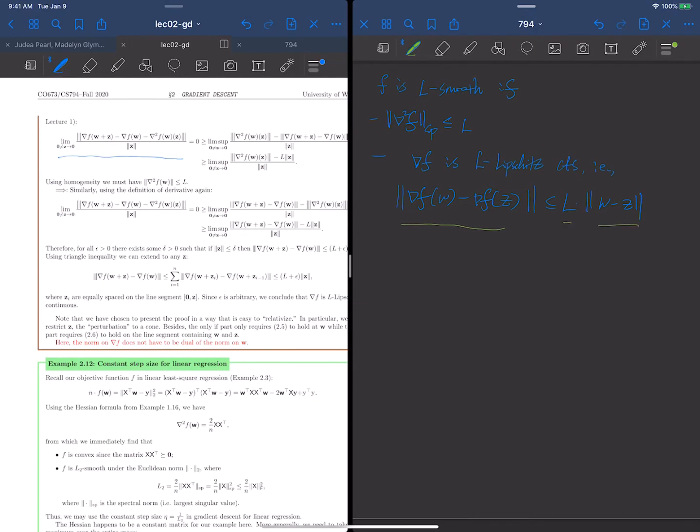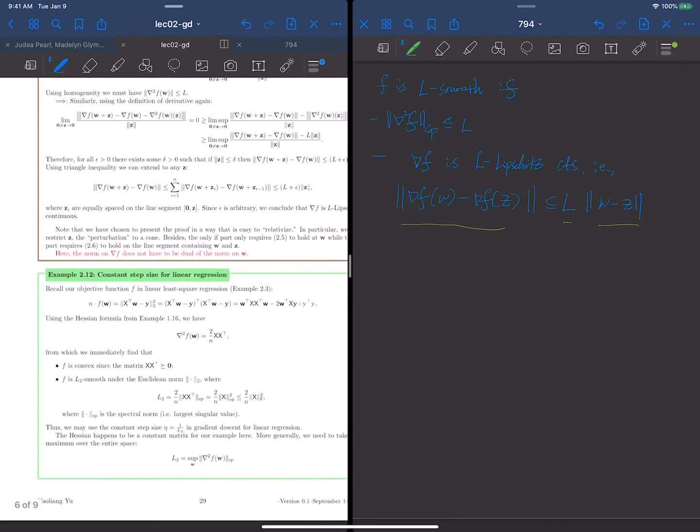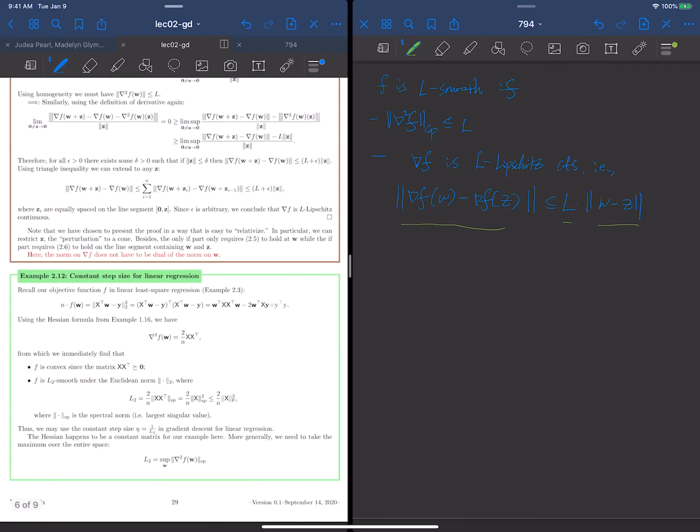The L-Lipschitz continuity is very important in a lot of problems in machine learning. Here we're going to see how we can use this for proving the convergence of gradient descent. Now we have an example, the linear regression example that we saw before. So we have our objective function here.